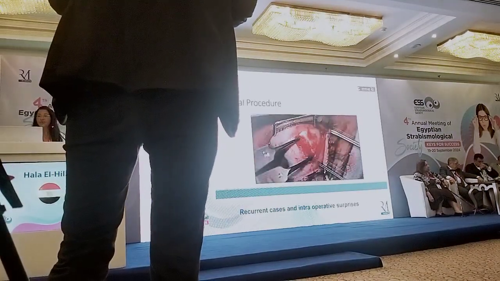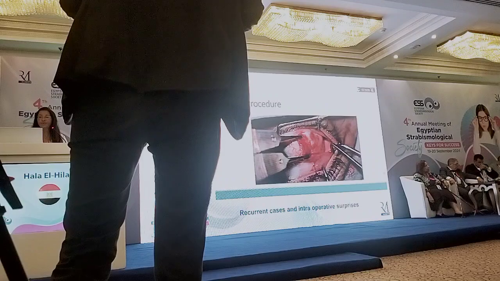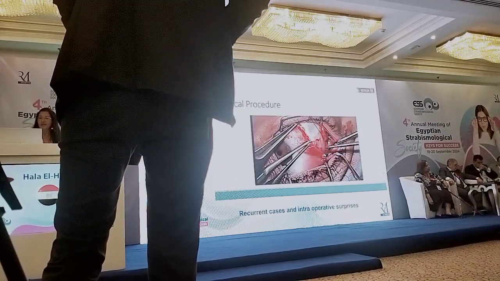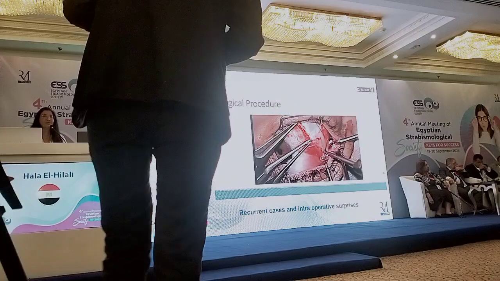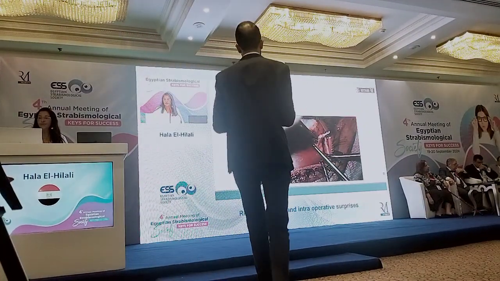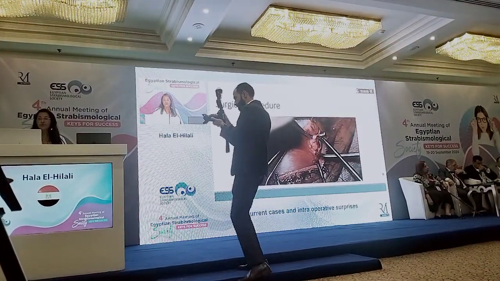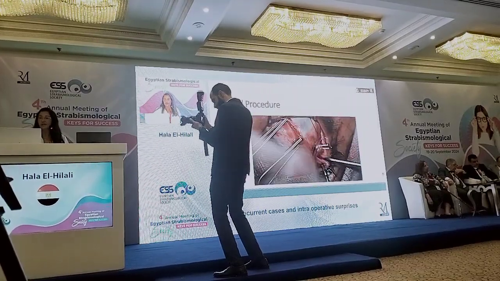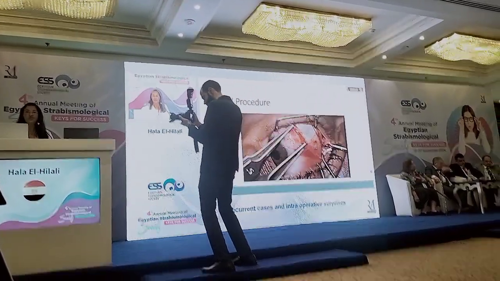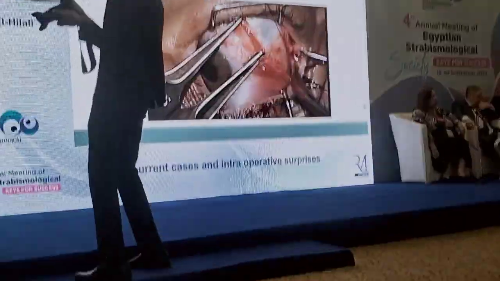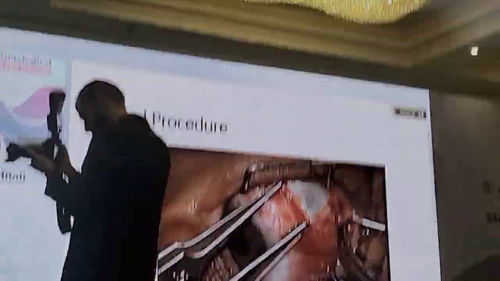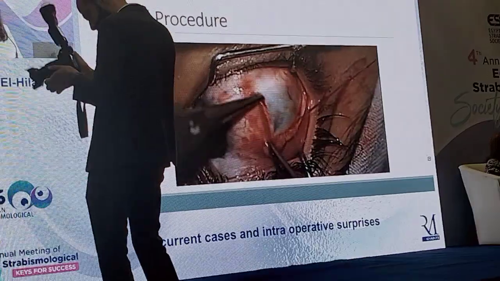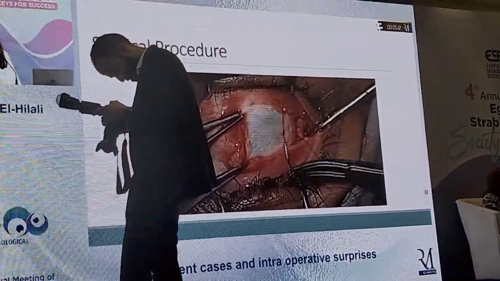So I decided to explore the inferotemporal and supratemporal quadrants for fibrous bands or accessory muscles. And I found an accessory muscle that was present in the supratemporal quadrant. The insertion was behind the equator. It was just above the lateral rectus muscle, and the origin seemed to be coming from deep within the orbit. So I disinserted the muscle, and immediately there was a great improvement in the adduction.